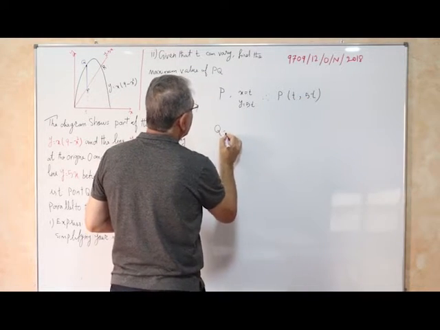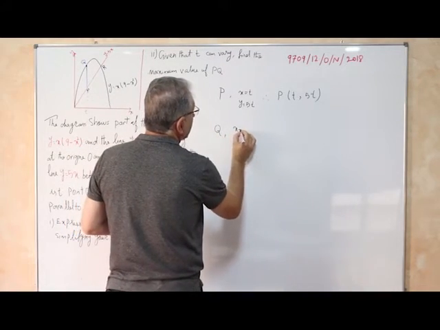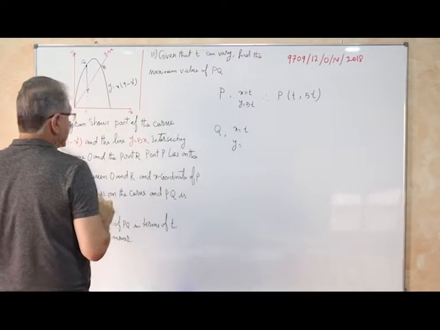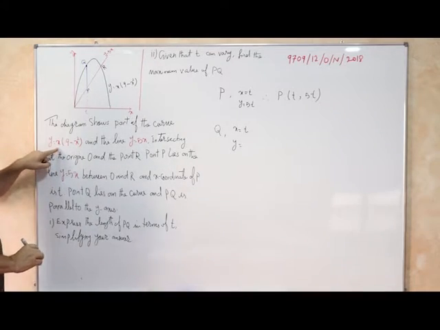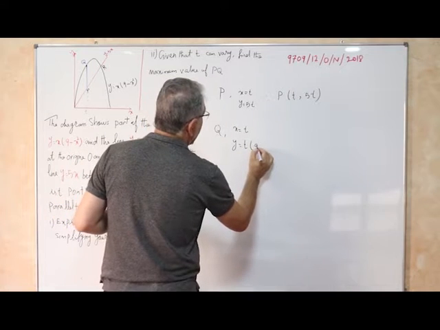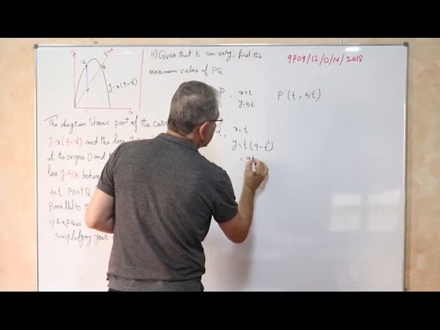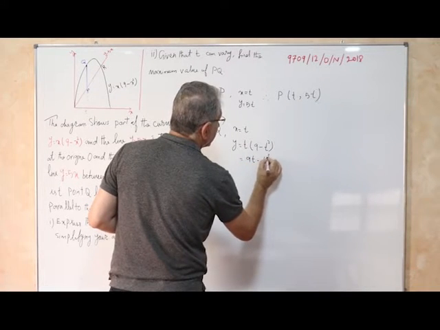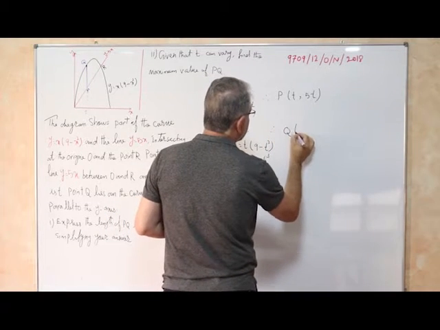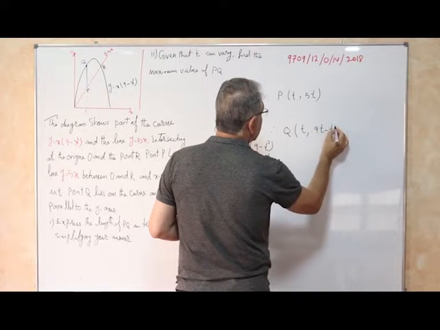Now, point Q, again x is t, but for y, the equation is this, or this, it doesn't matter. Therefore, the equation is this: t, open bracket, 9 minus t squared, which is 9t minus t cubed. Therefore, point Q is (t, 9t minus t cubed).